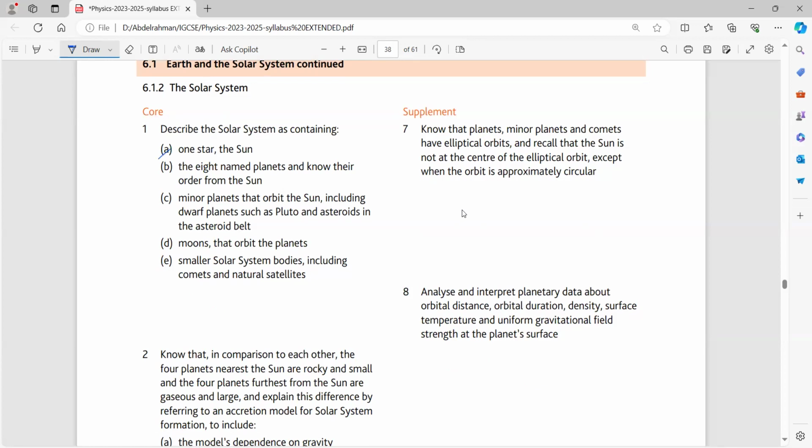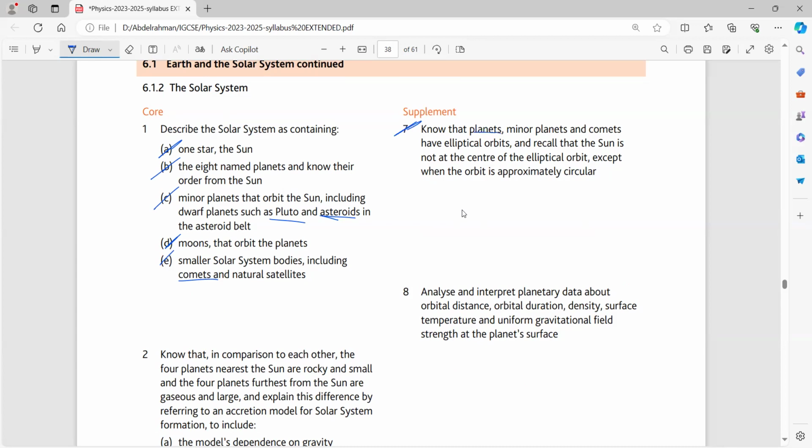We have one star, which is the sun, the eight planets. We have some dwarf planets such as Pluto. We have some asteroids. We have some comets. We have moons orbiting the planets. You have to know that the moons orbit the planets. We have to know that the planets orbit in an elliptical orbit, not in a circular orbit.